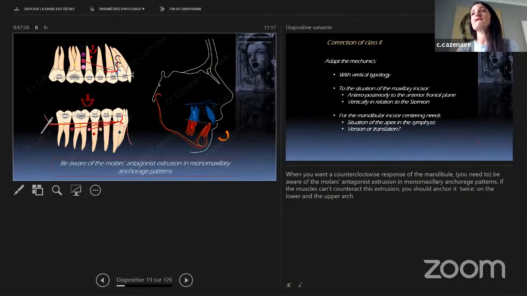When you want a counterclockwise response of the mandible, you need to be aware of the molar's antagonist extrusion in monomaxillary anchorage patterns. If the muscles can counteract this extrusion, you should anchor it twice, on the lower and on the upper arch.